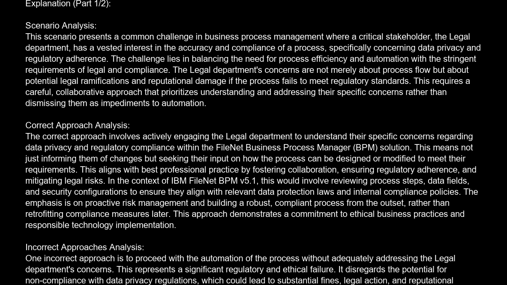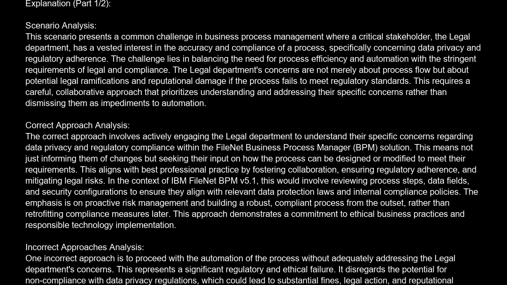Explanation. Scenario analysis. This scenario presents a common challenge in business process management where a critical stakeholder, the legal department, has a vested interest in the accuracy and compliance of a process, specifically concerning data privacy and regulatory adherence. The challenge lies in balancing the need for process efficiency and automation with the stringent requirements of legal and compliance. The legal department's concerns are not merely about process flow, but about potential legal ramifications and reputational damage if the process fails to meet regulatory standards.